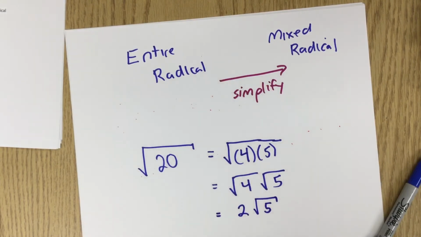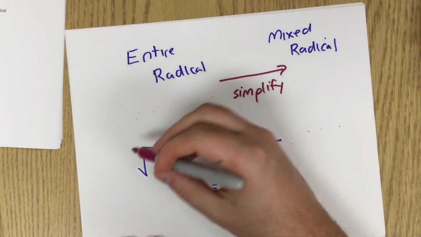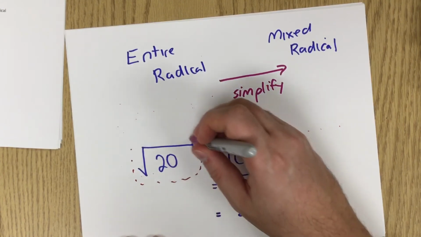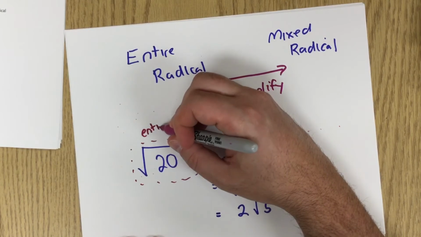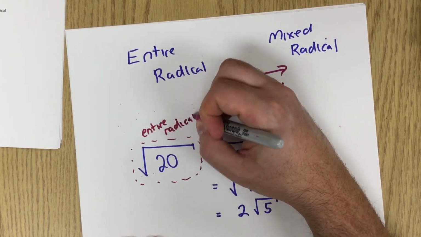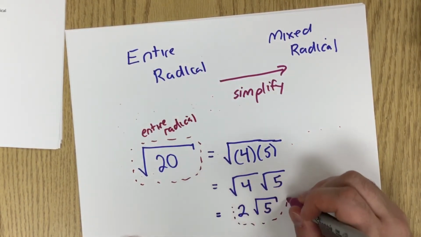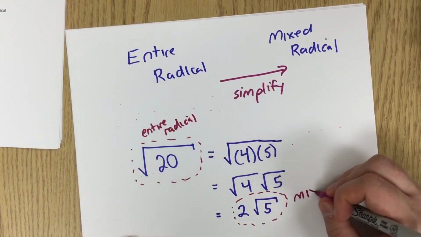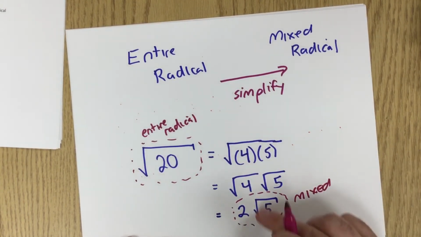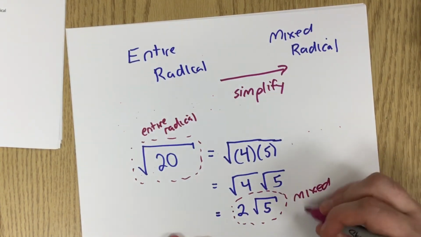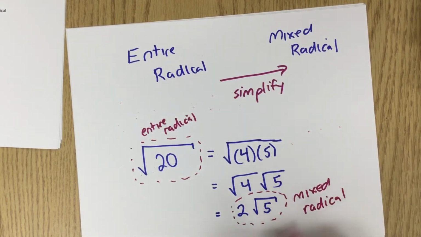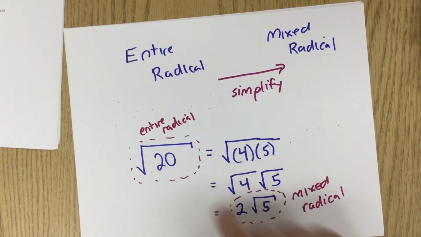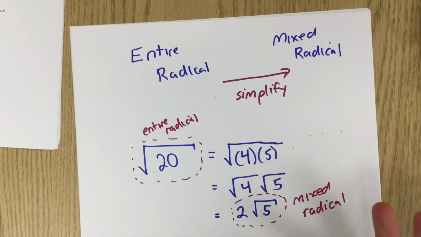And we're going to say that this thing over here is an entire radical, and this thing over here is a mixed radical. It's mixed because part of it is a radical, that means it has the root sign around it, and part of it is not a radical, so it doesn't have the root sign. So it's a mix, right? It has some of one and some of another. And so root 20 simplifies into 2 root 5.